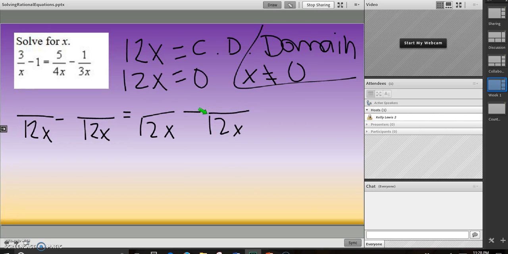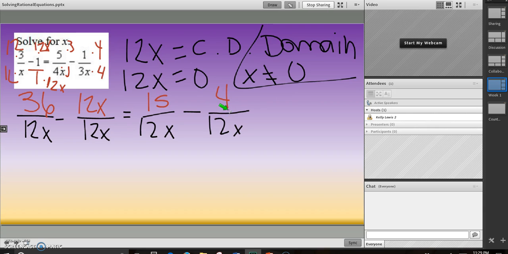All right, for this to be 12x, we need to multiply by 12 on the top and the bottom. So 12 times 3 is 36. 1 is the same as 1 over 1. And so for that to be 12x on the bottom, I need to multiply by 12x on the top and the bottom. And so 12x times 1 is just 12x. For 4x to be 12x, I need to multiply by 3 on the top and the bottom. So 5 times 3 is 15. For 3x to be 12x, I need to multiply by 4 on the top and the bottom. So 1 times 4 is 4.